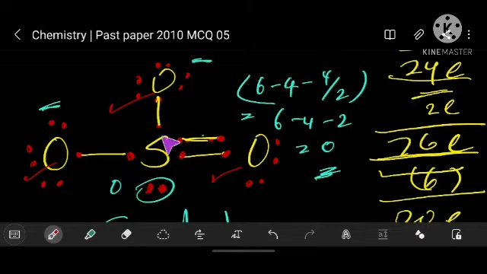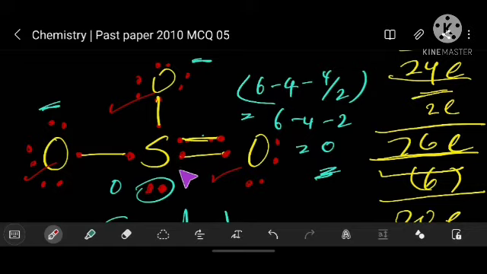So now we're going to do step 2. What is step 2? Step 2 is to identify the repulsive units, the repulsion units. Here we have to identify the repulsive units for the central atom. Here sulfur is the central atom. So how many bonds does sulfur have here? Sulfur has 1, 2, 3 bonds here.